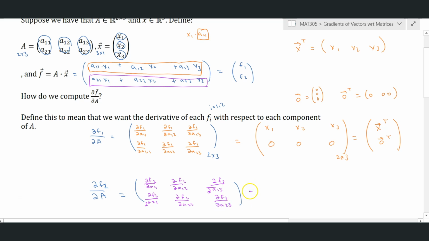Now this is going to produce a very similar result, except notice that function 2 does not depend on a11, a12, nor does it depend on a13. So the derivative of this entire purple expression with respect to a11, a12, and a13 will be 0.